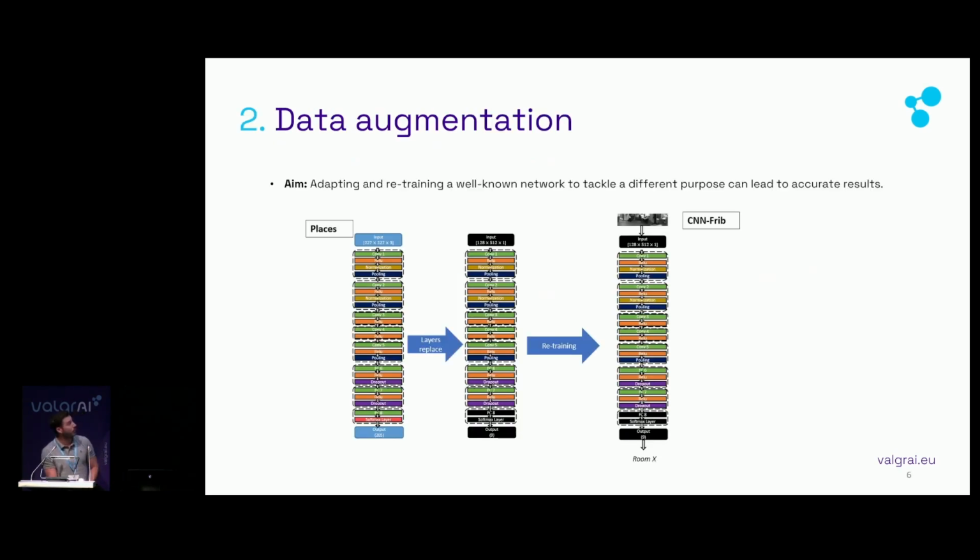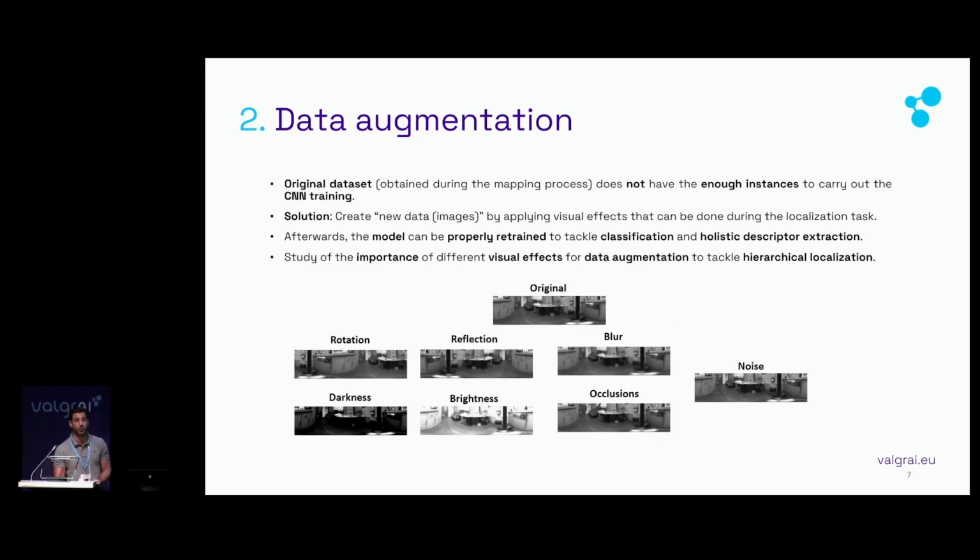The first work that I'm working on consists of retraining a well-known CNN in order to carry out a new task, in this case room retrieval, and also to use the intermediate layers to obtain holistic descriptors. Since the images obtained during the mapping process are not enough to carry out a retraining, we propose to use a data augmentation technique using visual effects that can occur during the localization task. Here you can see examples like rotation, reflection, blur effect, darkness, brightness, etc.